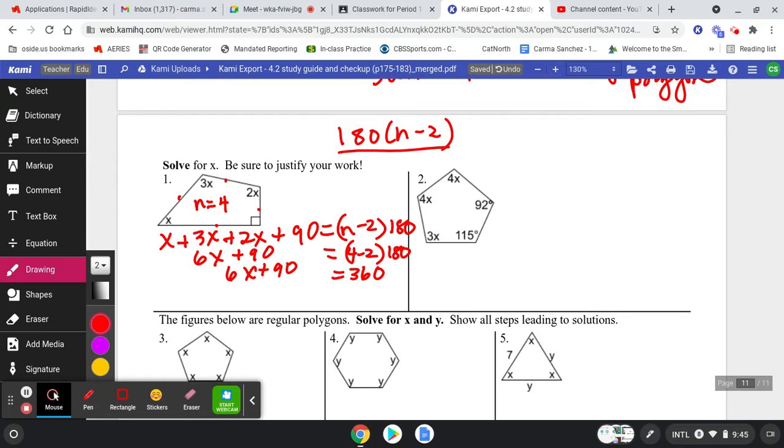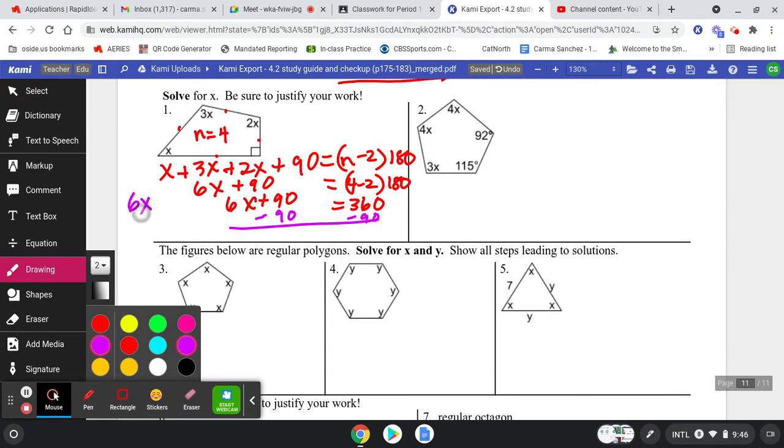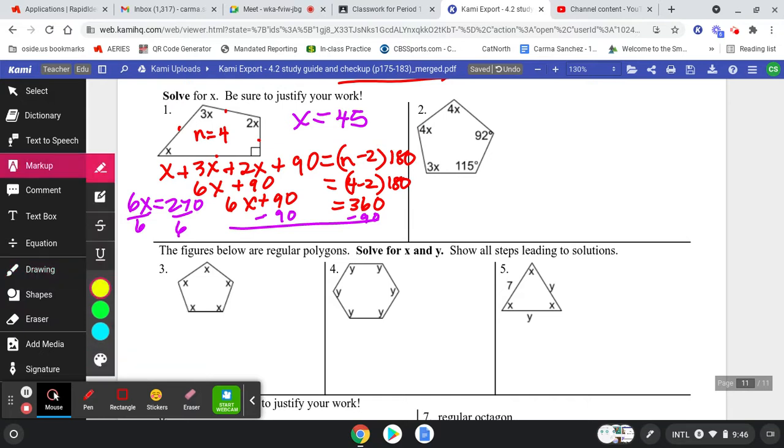And now we're going to solve 6x plus 90 is equal to 360 by subtracting 90 from both sides. We're going to get 6x is equal to, is that 150? Oops, 270. And then divide that by 6. We're going to get that x is equal to 45. Now looking back up at what they asked me to do, do you see they just asked for solving for x? So we're done. If they asked for an angle measure, we'd have to keep going, but they just asked us to solve for x.